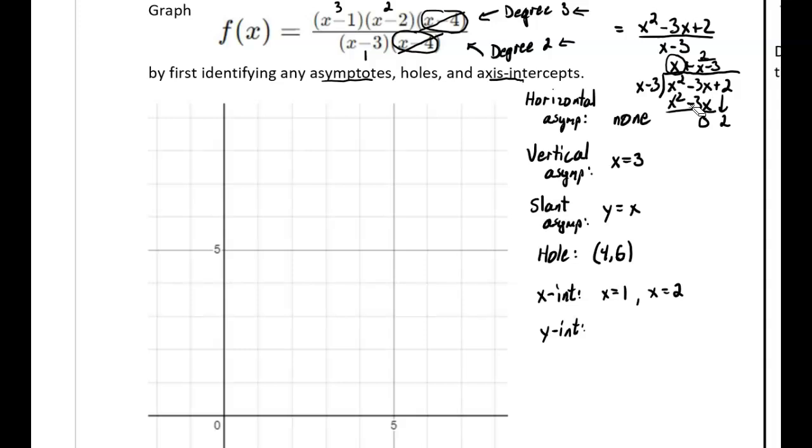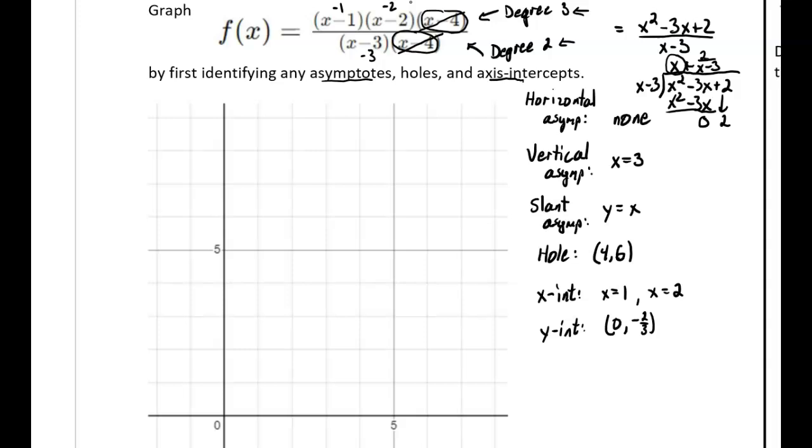The y-intercept is the value of the function when x is 0. So let's make the appropriate substitution and determine the value of y when x is 0. 0 subtract 1 makes negative 1, 0 subtract 2 makes negative 2, and in the bottom, 0 subtract 3 makes negative 3. In the numerator, negative 1 times negative 2 makes 2, and 2 over negative 3 is negative 2/3. The function will cross the y-axis at the point (0, negative 2/3).